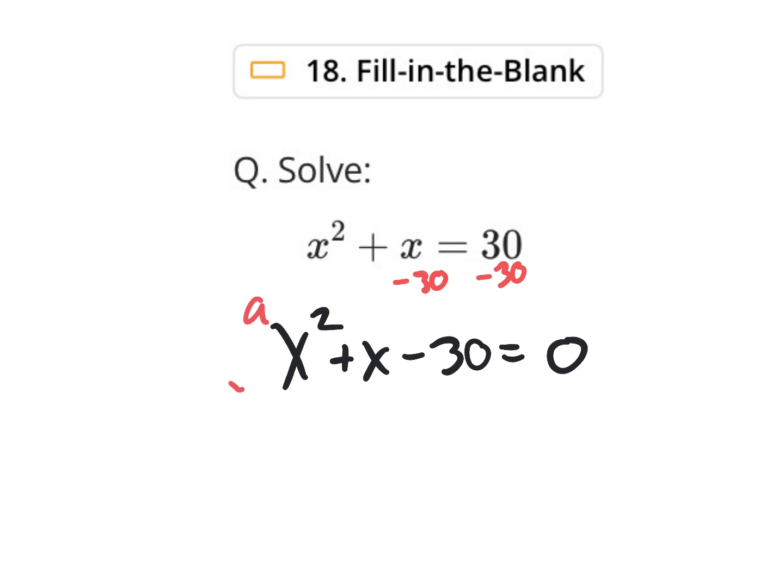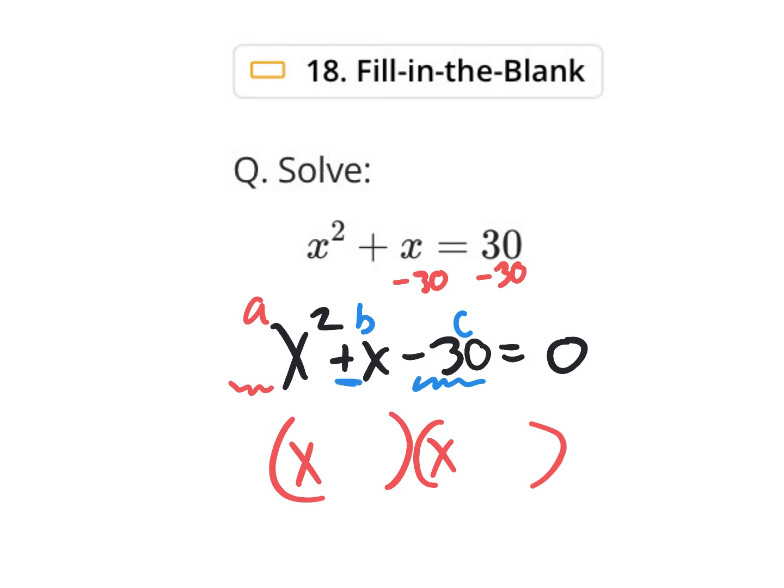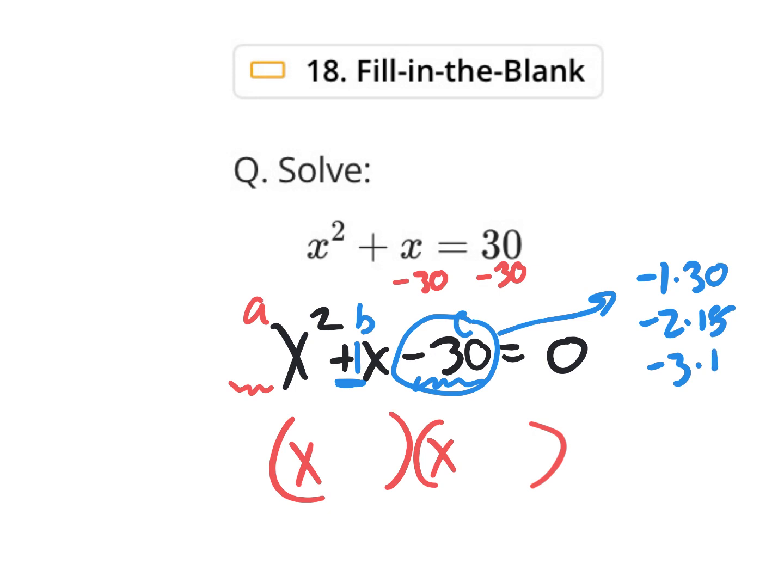Because my a value is 1, I'm going to jump right into this and at least try to think what times what is my c value of negative 30 that if I combine together is my b value of positive 1. And of course I want to make a list of the multiples of negative 30 over here. That's negative 1 times 30, negative 2 times 15, negative 3 times 10, negative 4 doesn't work, negative 5 times 6. Those are all the possible ways of multiplying numbers together to get negative 30.